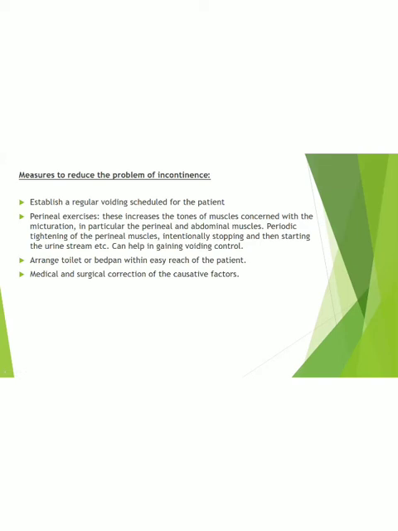So now we have to arrange toilet or bedpan. For example, for some patient who can't walk, we arrange a toilet or bedpan within easy reach of the patient. Okay. Then next is medical and surgical correction of the causative factor. This you will learn later in the disease condition.